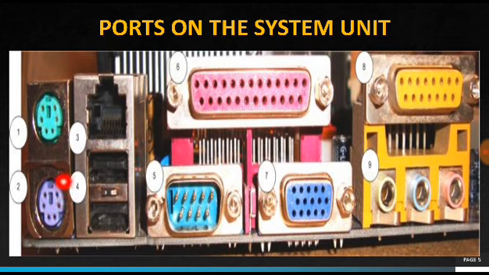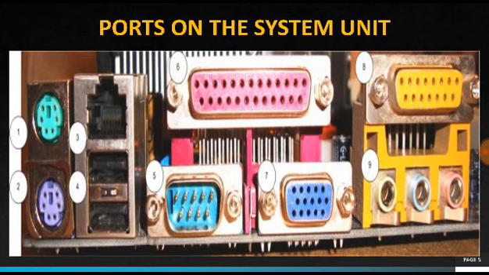Then when we come here, we have the PS2 port. That's the personal system port. Each of them has its own function. One is used to connect to the mouse, that's the PS2 mouse, and the other one is used to connect to the PS2 keyboard. So all these are ports that we can see at the back view of the system unit.